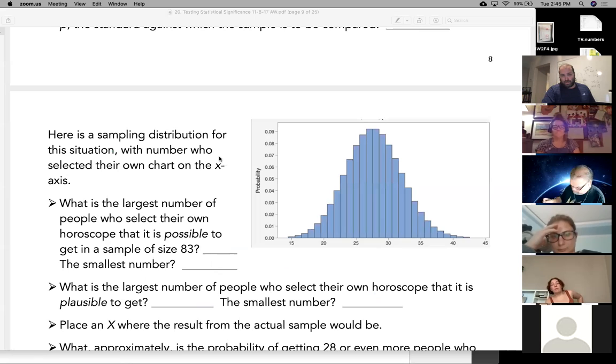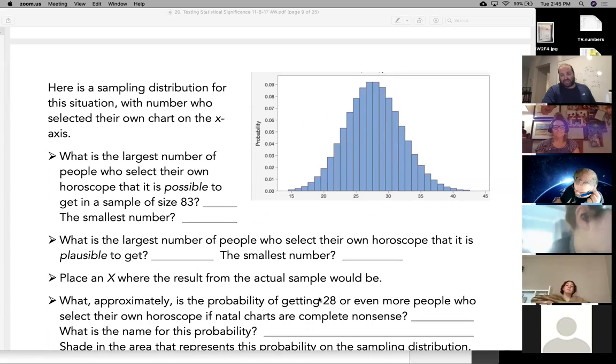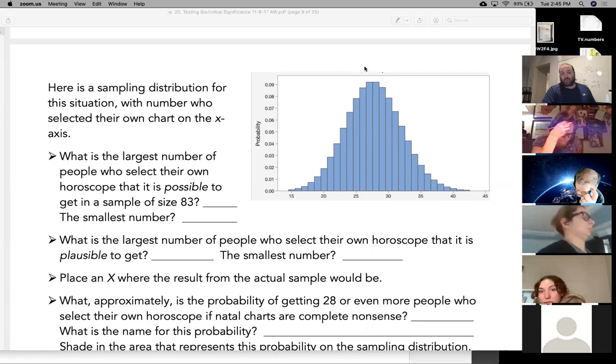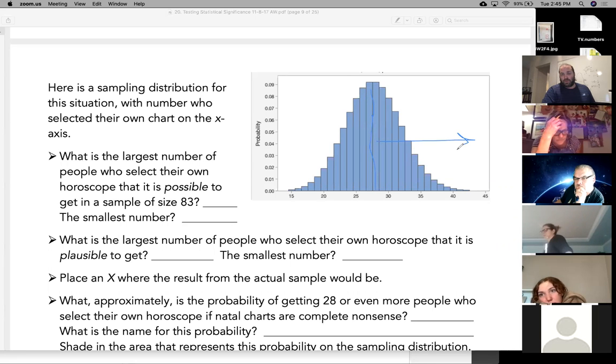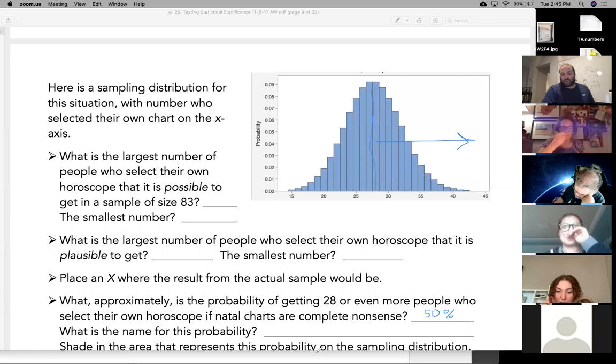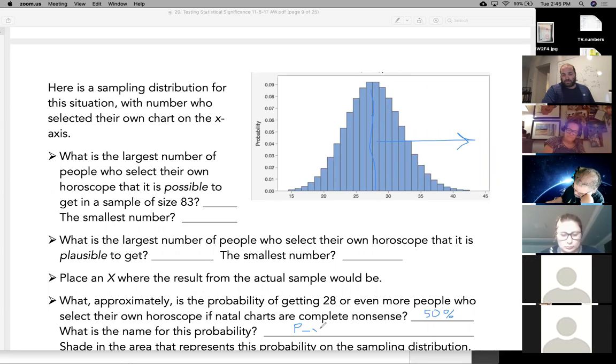So, what approximately is the probability of getting 28 or even more people who select their own horoscope if the charts really are complete nonsense? Based upon the graph, what's the probability that 28 or more people would pick their own chart? It seems to be about 50%, right? It's like right in the middle of the chart, correct? That's called the p-value. The name of this is the p-value. This is a very high p-value.